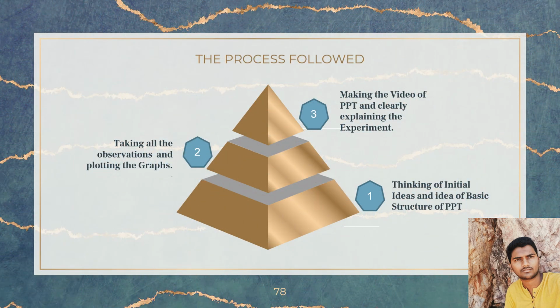The process followed is, initially, we thought of doing a PPT, I mean the basic structure of the PPT and initial ideas, how to do it, and how the team would do it. The second is performing the experiment with the team, taking the observations and plotting the graphs. And the last step is making a video of the PPT and clearly explaining the experiment so that everyone can understand it.